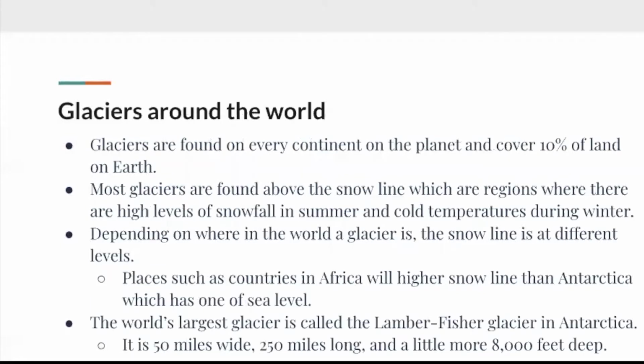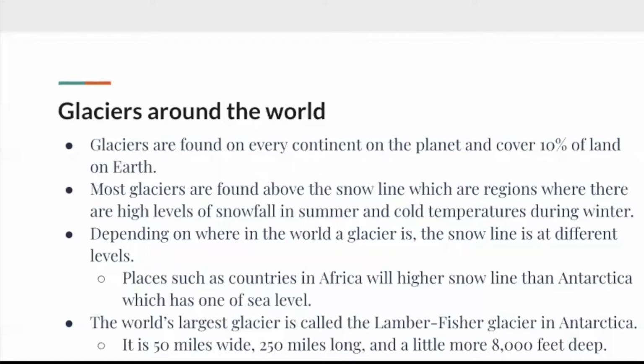Glaciers around the world. Glaciers are found on every continent on the planet, and they cover 10% of land on Earth. Most glaciers are found above the snow line, which are regions where there are high levels of snowfall in summer and cold temperatures during winter.